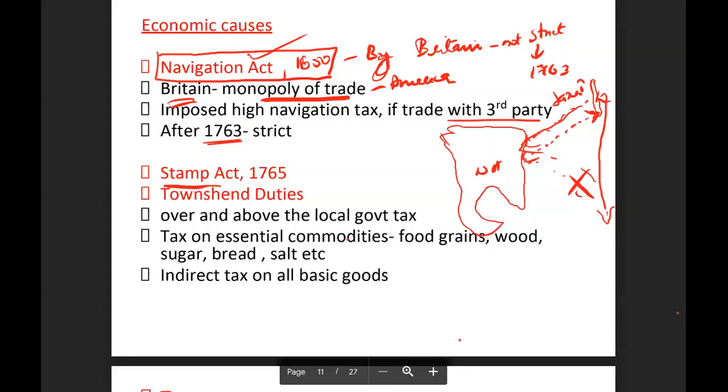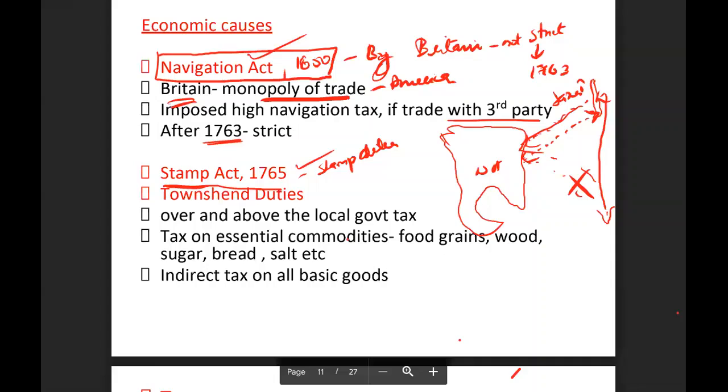Next is the Stamp Act of 1765. What is the Stamp Act? It is related to stamp tax or stamp duties. All business transactions in the British colonies in the US will have a stamp duty. Any business transaction you do, you have to pay a minimum fixed amount of revenue stamps. That is mandatory on all legal documents. Again, it is exploitative because it was not there before. Something new has come, so people started revolting against that also.